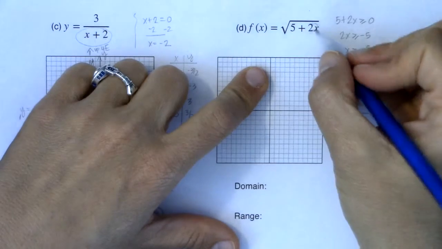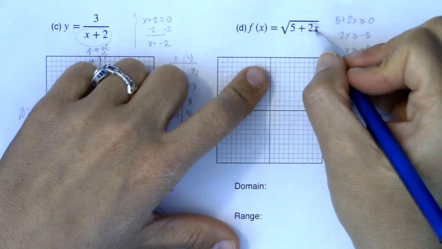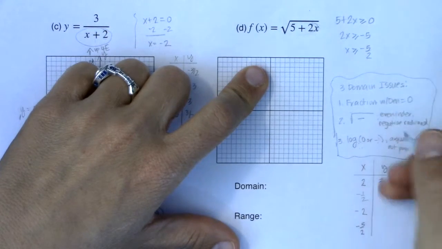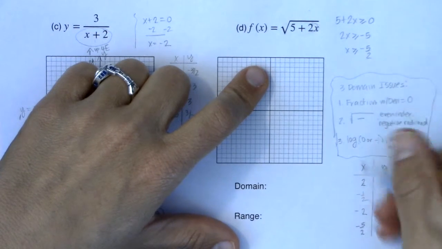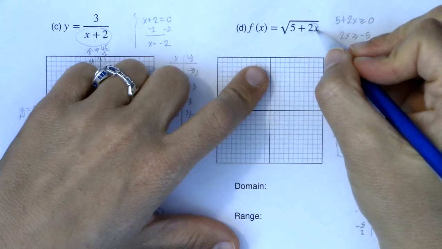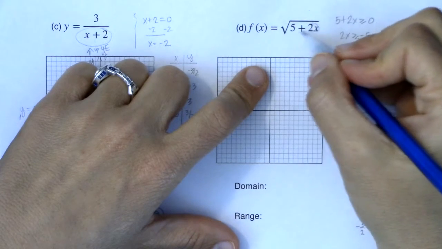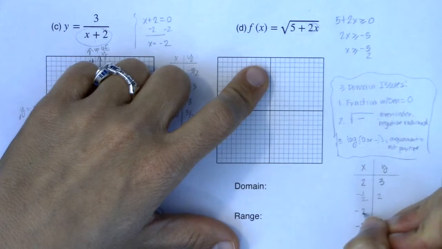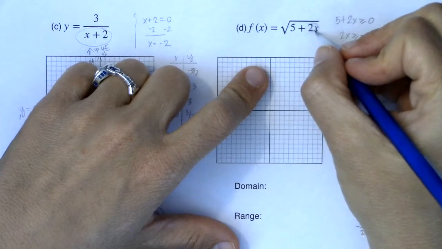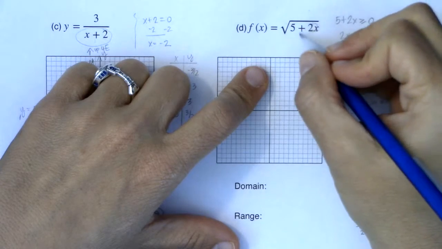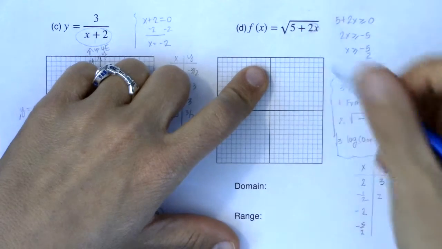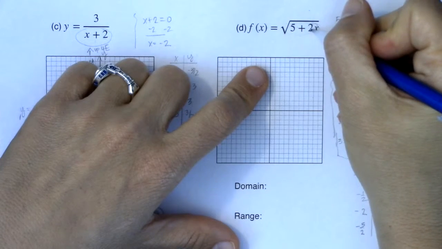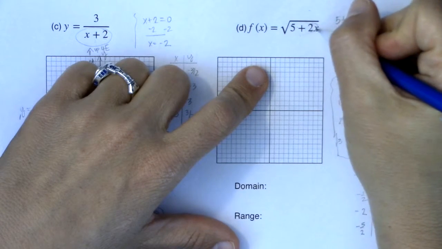So if I plug in x being 2, 2 times 2 is 4, 5 plus 4 is 9, the square root of 9 is 3, okay? If I try -1/2, 2 times -1/2 is -1, 5 minus 1 is 4, and the square root of 4 is 2. If I try -2, 2 times -2 is -4, 5 minus 4 is 1, and the square root of 1 is 1. If I try -5/2, 2 times negative 5 halves is negative 5.